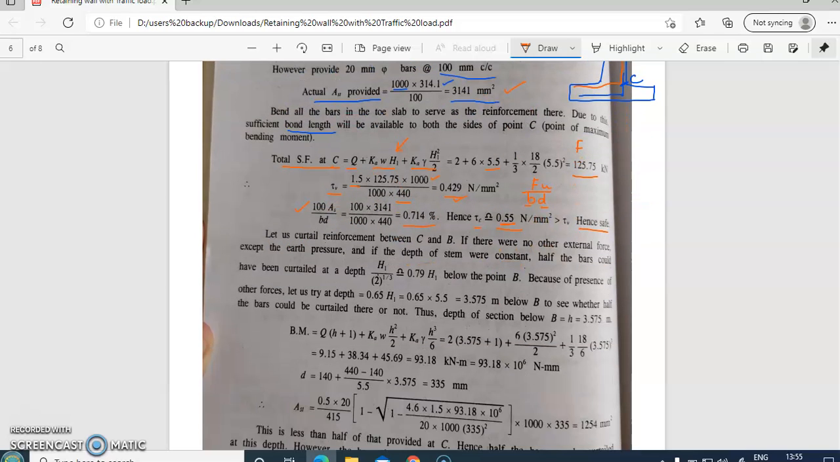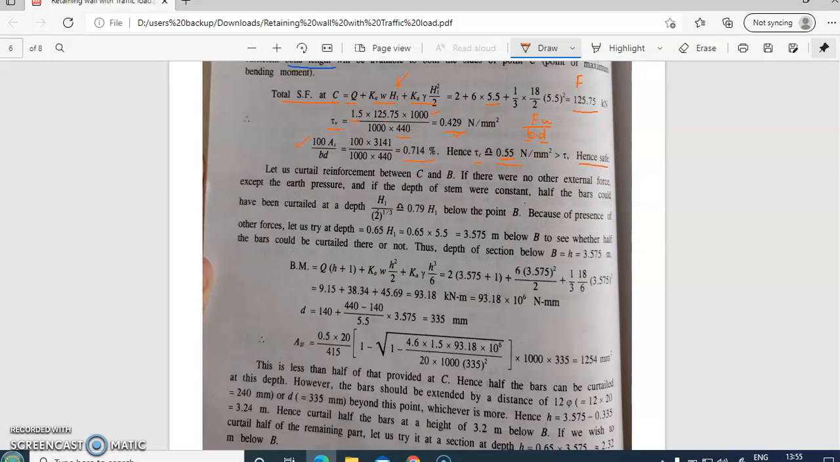Next, the author has explained how we need to curtail the main reinforcement in the stem slab. I will not be going through this, but you can go through the PDF that is attached, and this is more of a trial and error method to know where you can curtail the reinforcement.